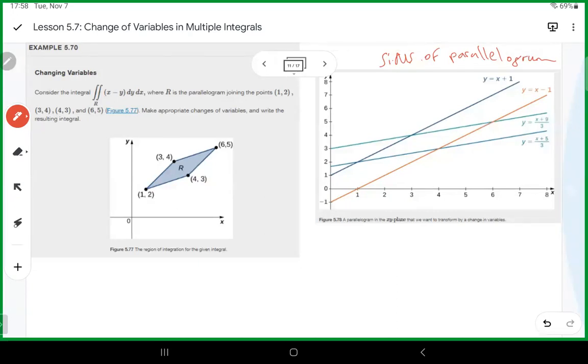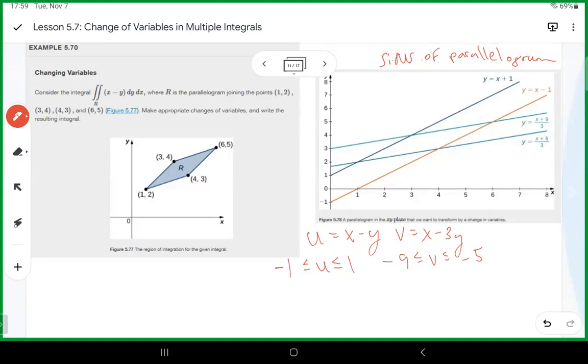So notice if we were to do a u substitution, we were to make u equal to x minus y and v equal to x minus 3y, then the limits of the integral would be -1 to 1 and -9 to -5. To solve for x and y, we first multiply the first equation by 3 and subtract the second equation.